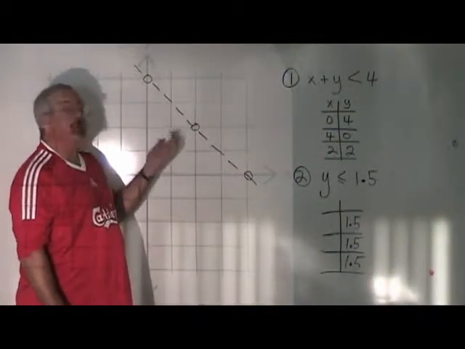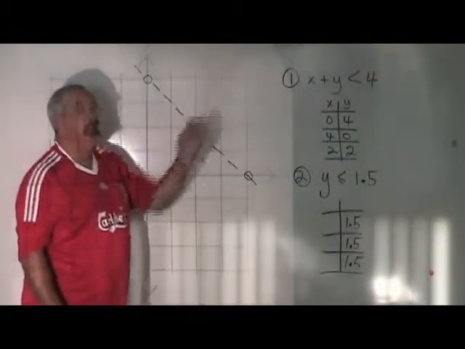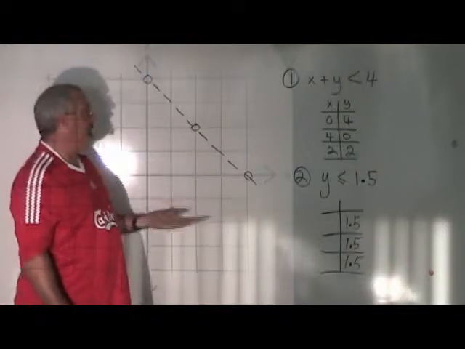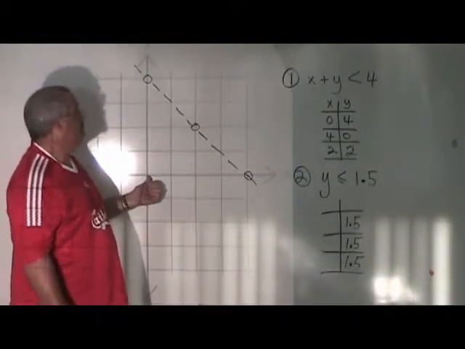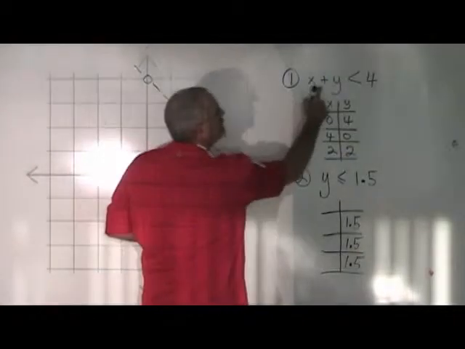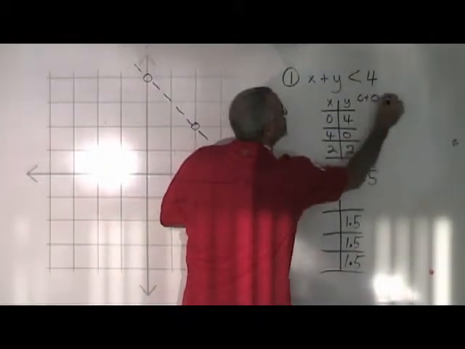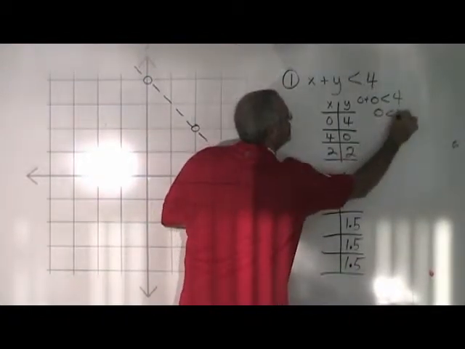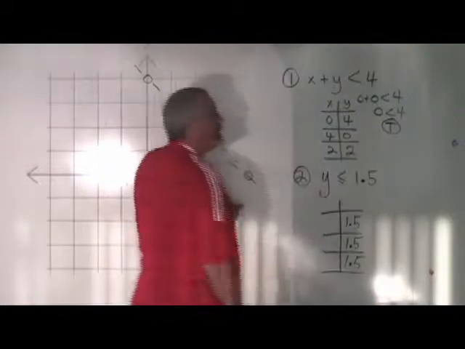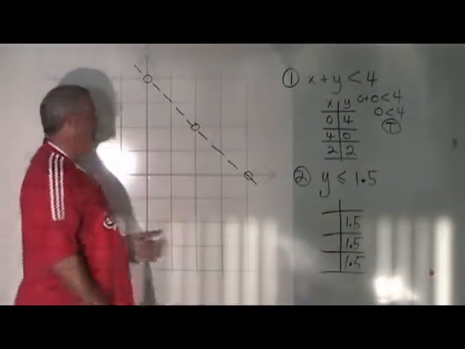Now it's time to shade. I'm going to shade this side of the line or that side of the line. To find out which, I do a test point. I'm allowed to use 0, 0 as my test point. So I plug 0, 0 into this equation, and I get 0 plus 0 less than 4. It simplifies to 0 less than 4, which is true. True means towards, so I shade from my line towards my test point.